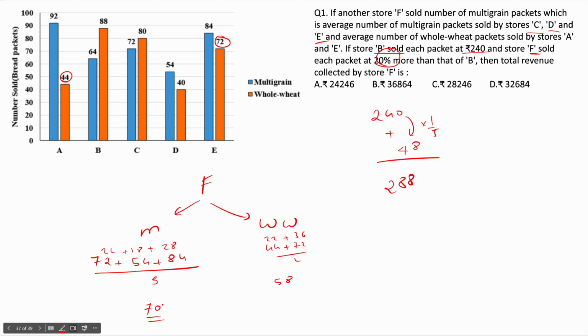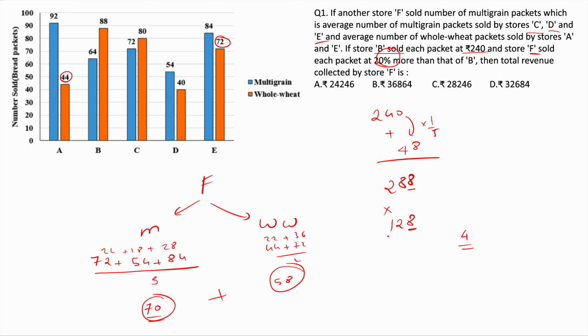Store F is selling 70 packets of multigrain and 58 packets of whole wheat. Total packets are 128. So I just need to calculate 288 into 128. Okay, no need to multiply the entire thing. Just notice that 8 into 8 is 64. So the answer has to end with a 4.